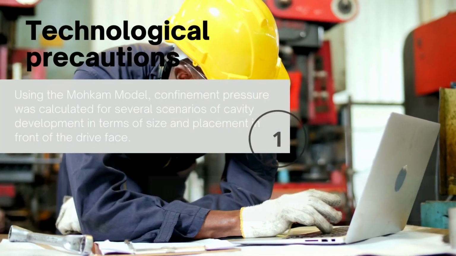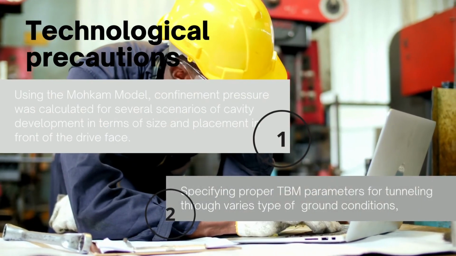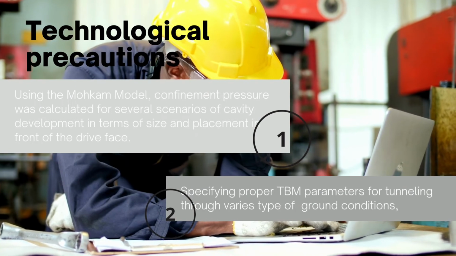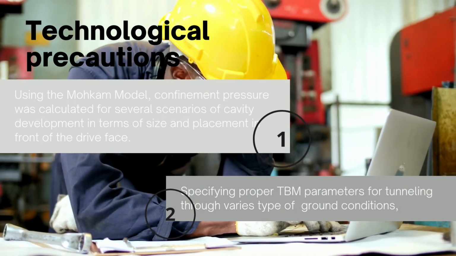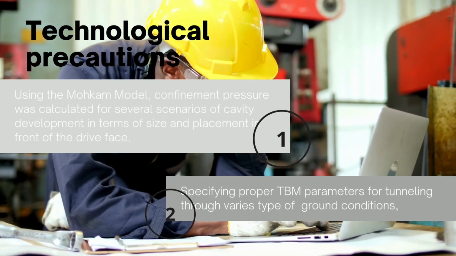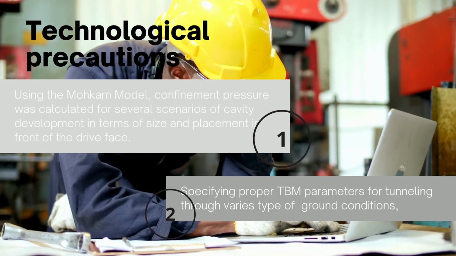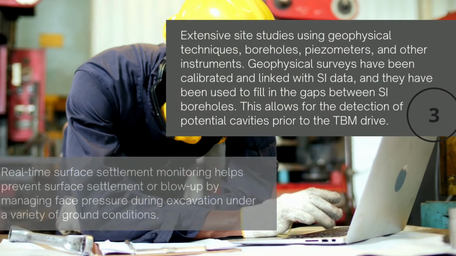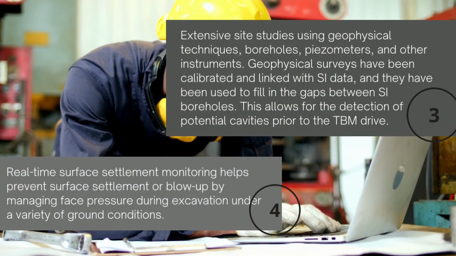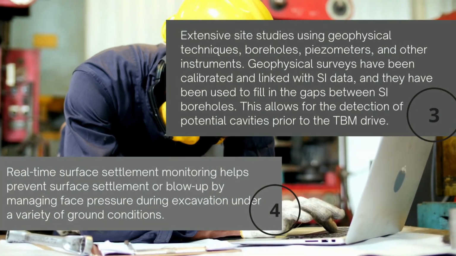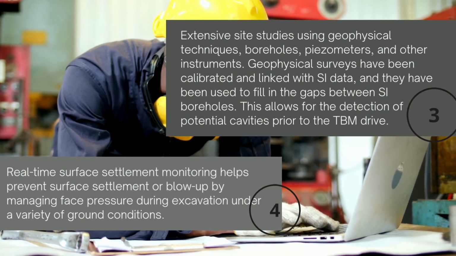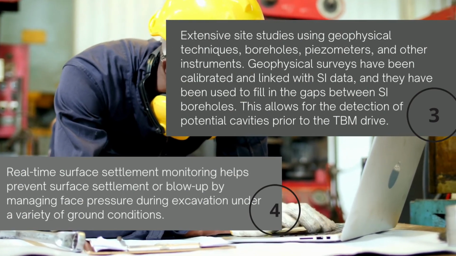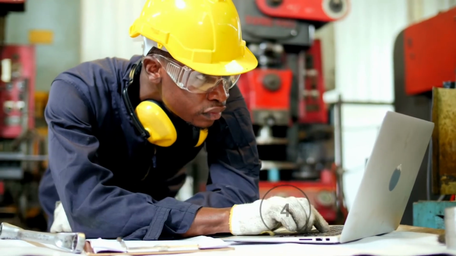The first one, technological precaution. The first one, we are going to use the MOCA model. Next, second one is by specifying proper TBM parameters for tunneling through various types of ground condition. The third one is extensive site studies using geophysical techniques, borehole, piezometers and other instruments. The fourth one, real-time surface settlement monitoring helps prevent surface unsettlement.